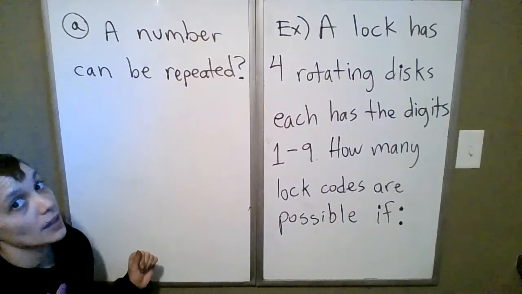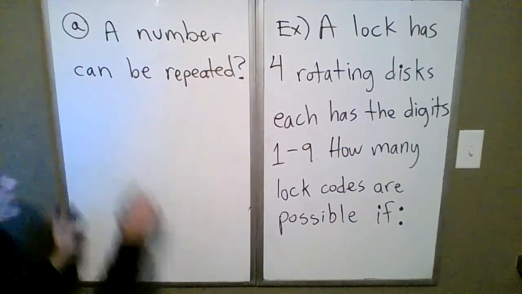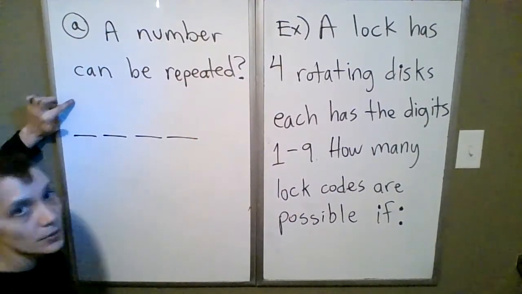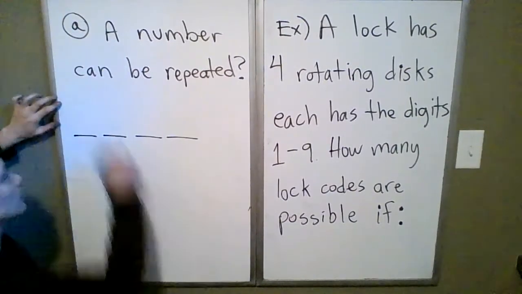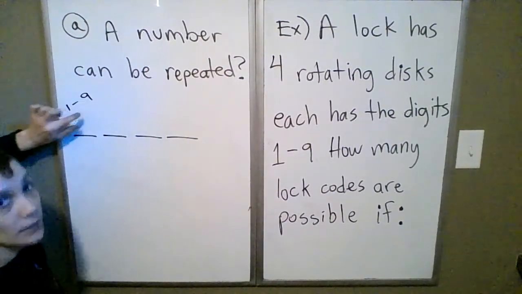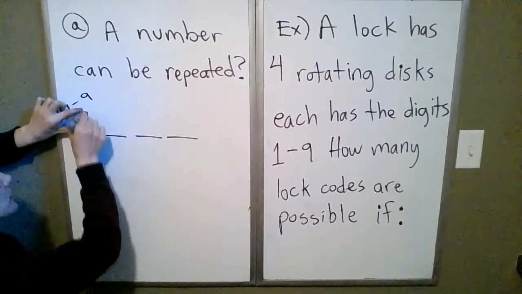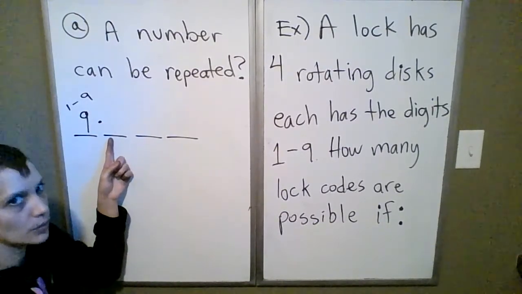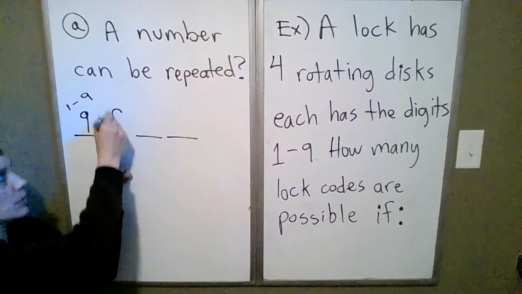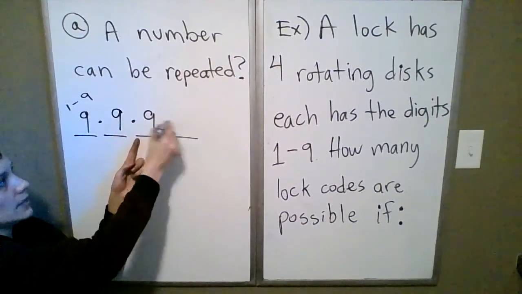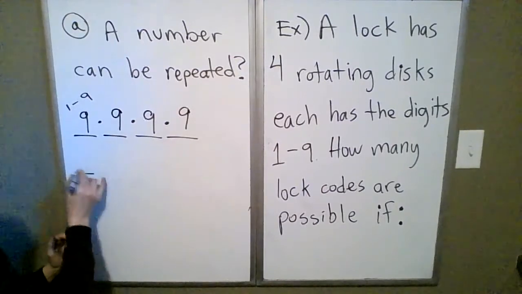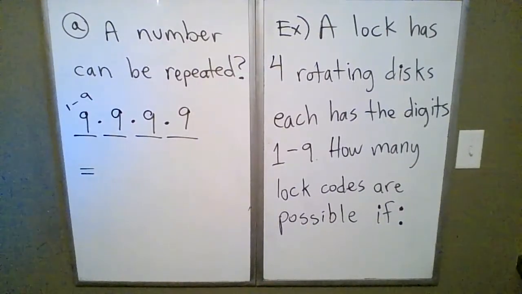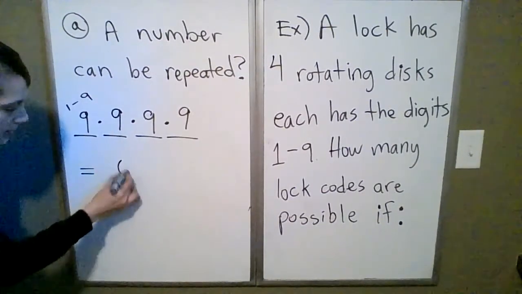Okay, so we have 4 discs. And for each, I can choose 1 through 9. Which means I've got 9 options here. And then for my next disk, I can repeat one of those numbers. So it's another 9 options on each of the disks. 9 to the 4th is 6,561.